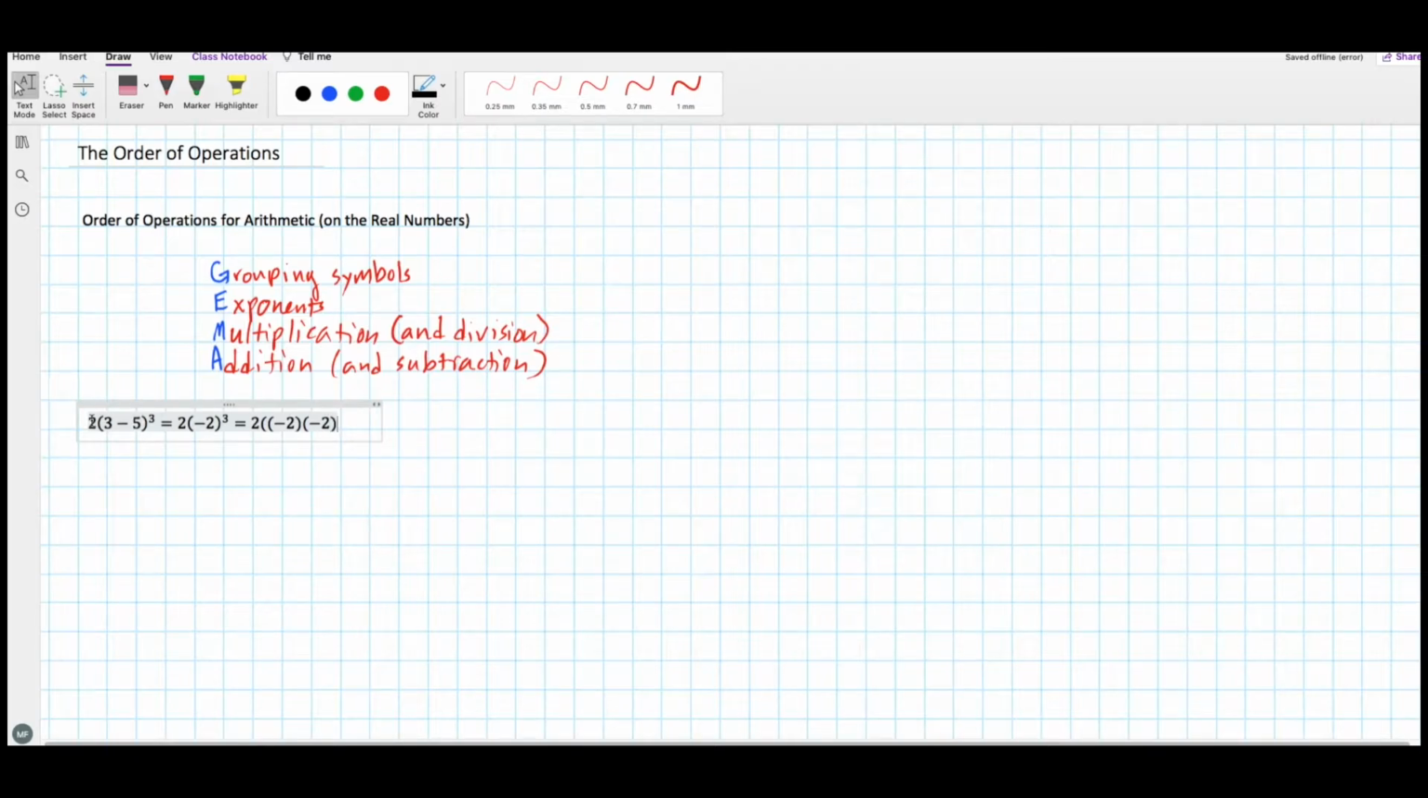So I'm just going to write it out 3 times to emphasize what's going on here. So negative 2 times negative 2 times negative 2 is negative 8. And then finally I do the multiplication. 2 times negative 8 equals negative 16, and there is no addition or subtraction to do at this point. This is just something where we've agreed that that's how you interpret this expression. 2, left parenthesis I should say, 3 minus 5, right parenthesis, to the third power is interpreted this way.